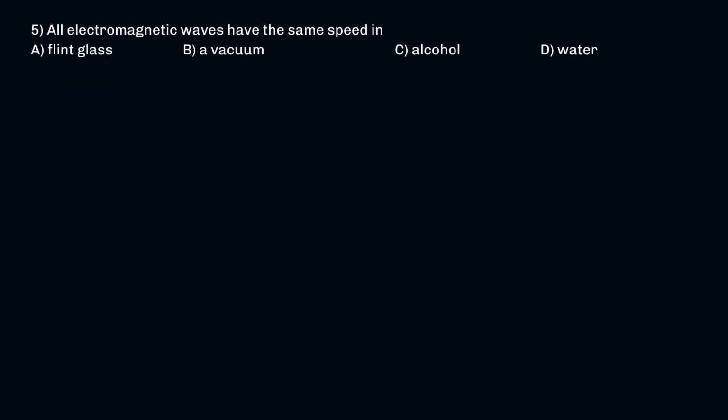All right, so example number 5, we have here all electromagnetic waves have the same speed in A, flint glass, B, a vacuum, C, alcohol, or D, water. This is just a conceptual question. On the front page of the reference table, you have all the constants. You need to know here mainly that electromagnetic wave is light. On that constants table, you have that the speed of light in a vacuum is 3 times 10 to the 8th meters per second. So all electromagnetic waves have the same speed in a vacuum is your answer here.